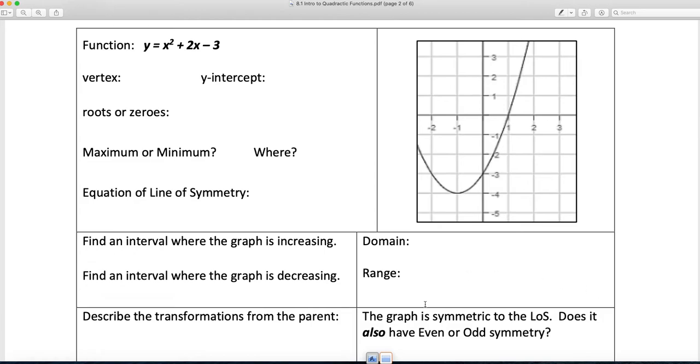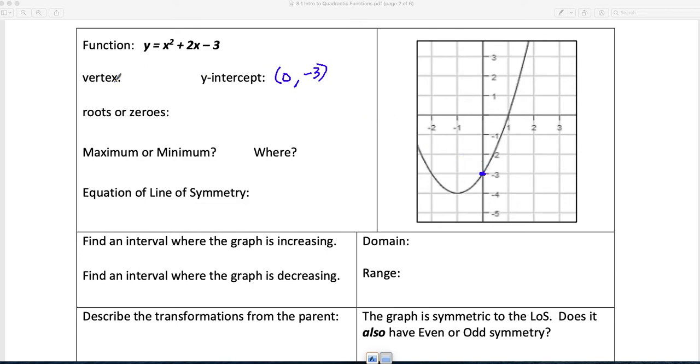All right, this is the graph of the function y is equal to x squared plus 2x minus 3. So I've got a y-intercept. I already know, without even looking at the graph, I've got a y-intercept at (0, -3). And it's right there. Okay?